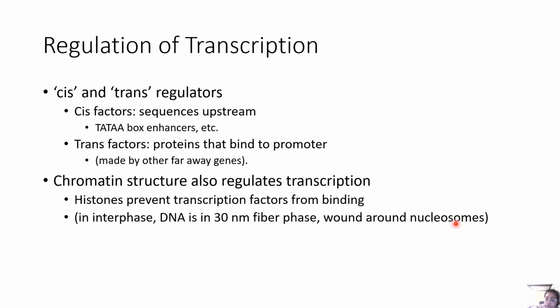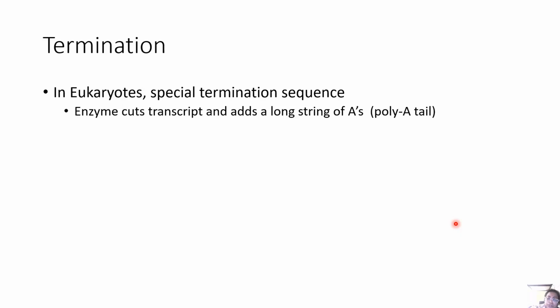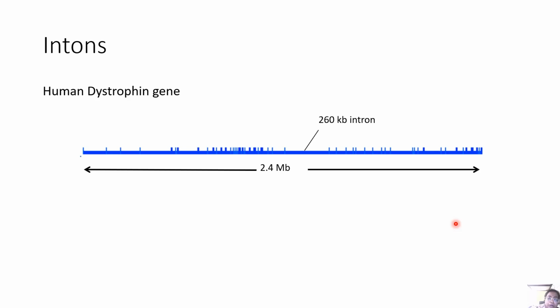Chromatin structure also regulates transcription. Histones prevent transcription factors from binding. In interphase, DNA is in the 30 nanometer fiber phase wound around nucleosomes. Elongation depends on the structure of the RNA polymerase. In termination, in eukaryotes, special termination occurs. An enzyme cuts the transcript and adds a long string of poly A tail.